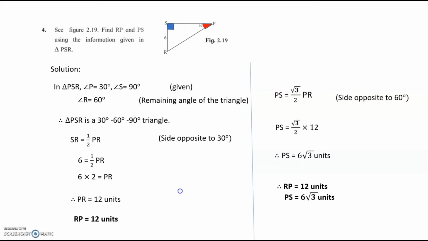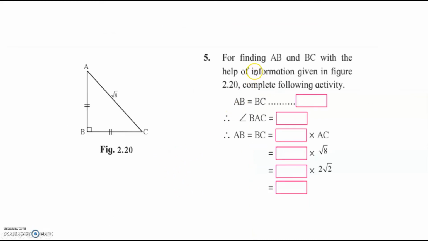Let's move on to number 5. For finding AB and BC with the help of information given in figure 2.20, complete the following activity. AB equal to BC, and the reason will be given. Angle BAC is equal to how much? So you can see one angle is 90 degrees, so the other two angles have to be equal, which means both the angles will be 45 degrees. So you know the 45, 45, 90 theorem.